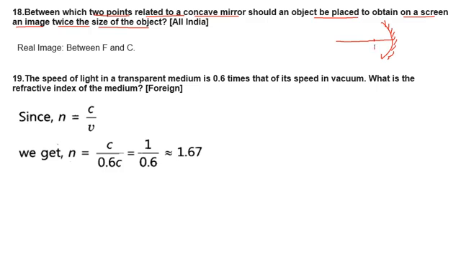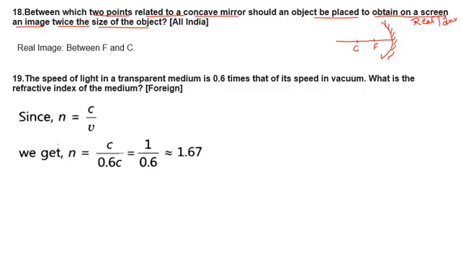This is my focus. This is my center of curvature. Where should I keep the object to obtain the image on a screen? Which type of images can we obtain on the screen? Real images, right? The moment I read the words obtain on a screen, it struck me that the image is real. When it is real, it has to be inverted, right?